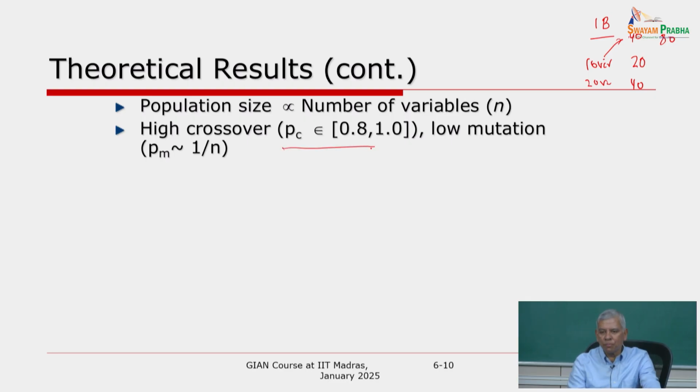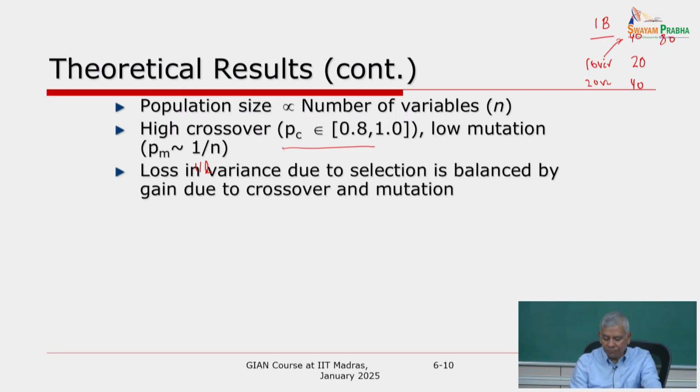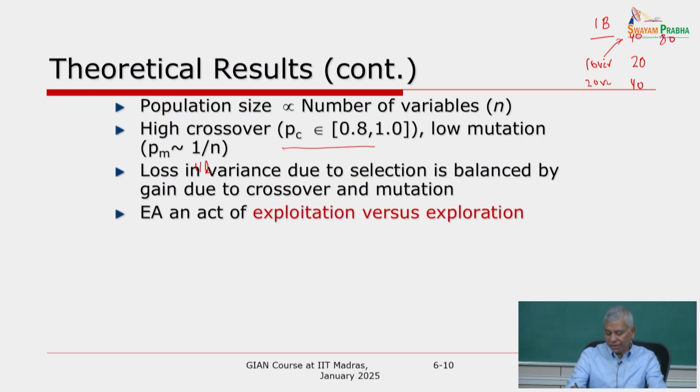Crossover probability from 0.8 to 1, mutation 1 over the number of variables or the string length. If you're doing a binary string, then it's 1 over L. There is a loss of variance that comes because of the selection, because in selection you are picking good ones and deleting the bad ones, so obviously you are losing variance. That variance must be replenished by crossover and mutation. That's the exploration issue. So when you design the PC, PM, and TS, this is what you have to keep in mind.